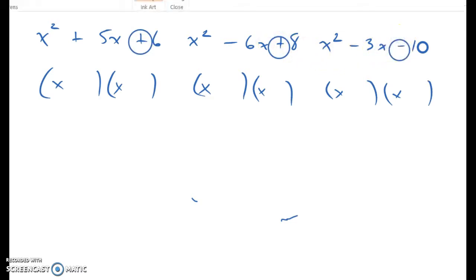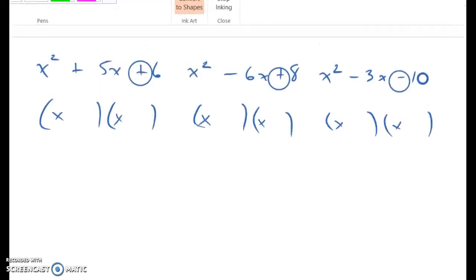Now, depending on what... Okay, so let's look at this far right one. What sign times what sign gives you a positive? Well, either 2 negatives or 2 positives. But then we come and look here, and we see that that's positive. Therefore, your signs are both positive. So we're going to put both positives.